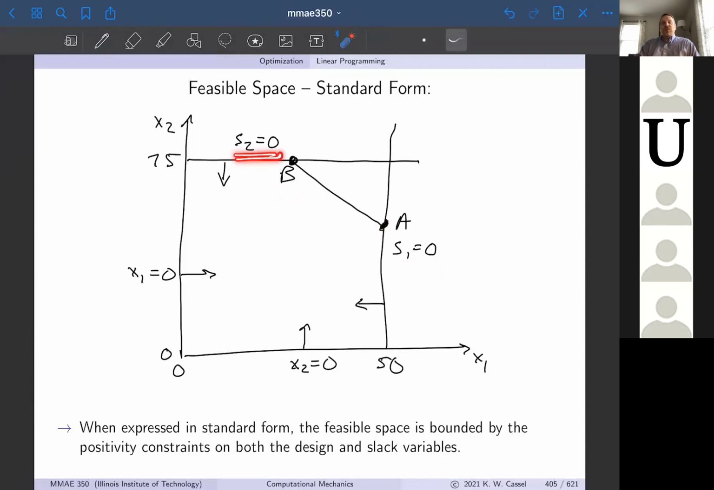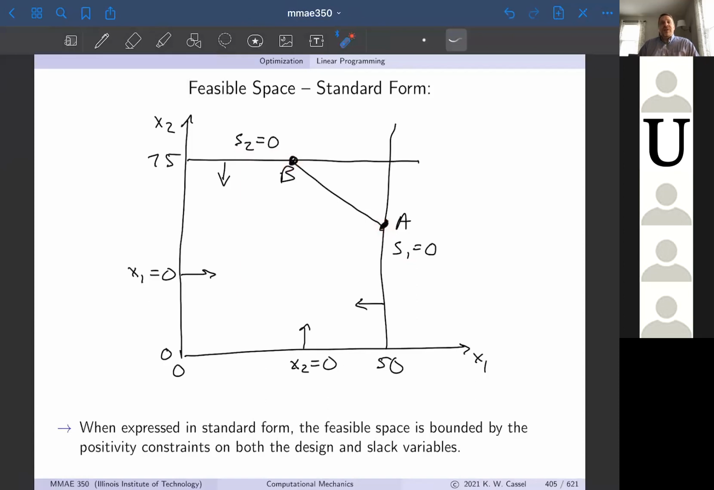But at the optimal solution, a certain number of our variables, whether they are design variables or slack variables, will have to be 0, because the feasible points are always on the boundaries of our feasible space. They're always in corners, they're always at the ends, in this case, of this line segment that satisfies all of the constraints.